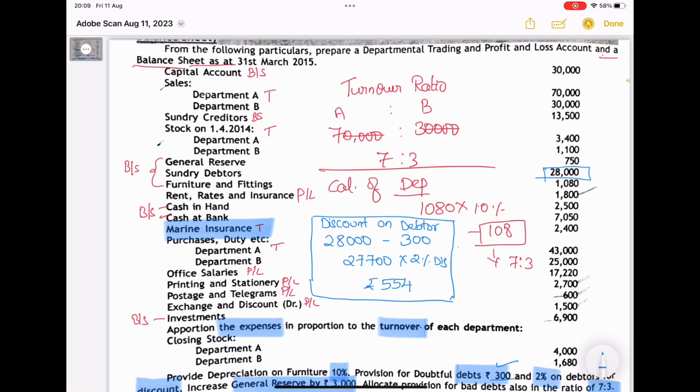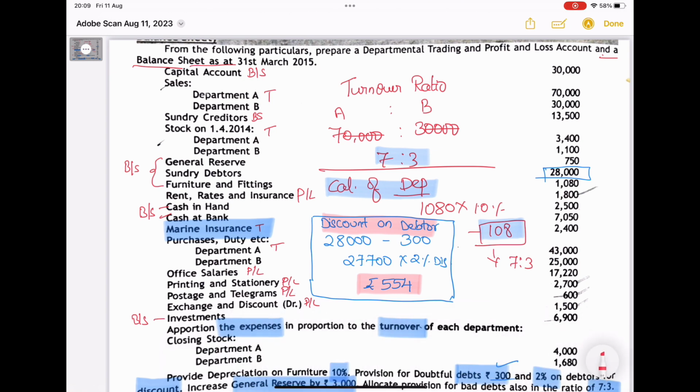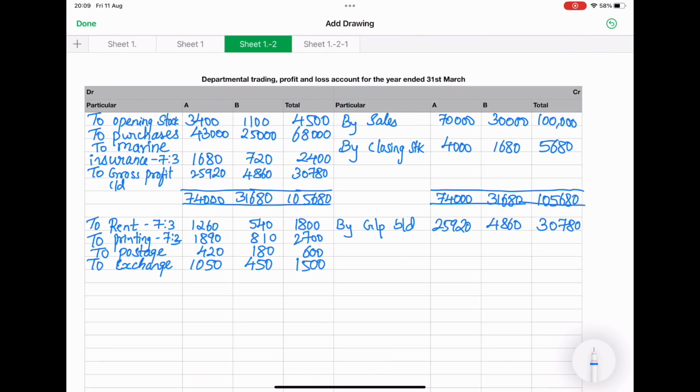Okay, this is the calculation for depreciation, and this is the discount calculation. I'll just mark it. The value of depreciation is this, and discount on debtors, I'll mark it. Yes, discount on debtors and its value. So we are going to recognize all these calculations in the table. Okay, so to exchange, after that we are going to reflect provision for bad debts.